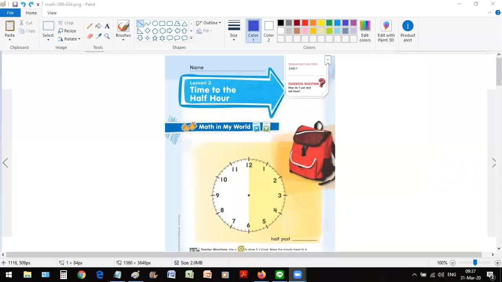And as you remember, yesterday we learned about time to the hour. And when we drew the minute hand yesterday, it was always pointing to the 12, to number 12. Okay, but this time we are also going to move the minute hand halfway around the clock. So it means today the minute hand will point down to number 6. In this case, it means 30 minutes.